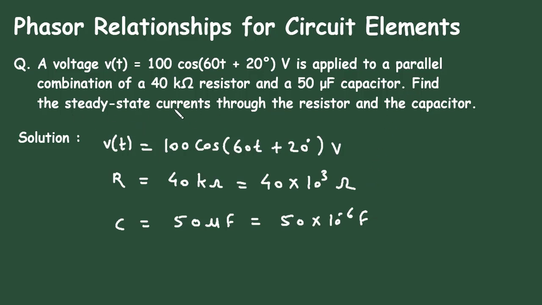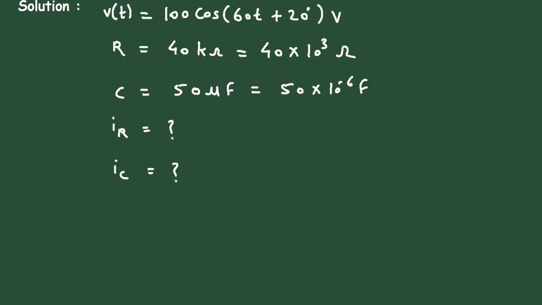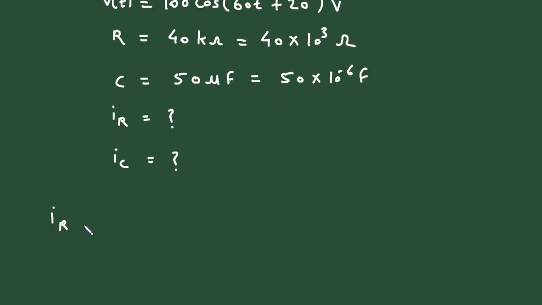We have to find the steady state currents through the resistor. That means we have to find IR, and we have to find the capacitor current. That means we have to find IC. So now to find the current through resistor, the formula is IR = v(t) divided by resistance R. This is according to Ohm's law.